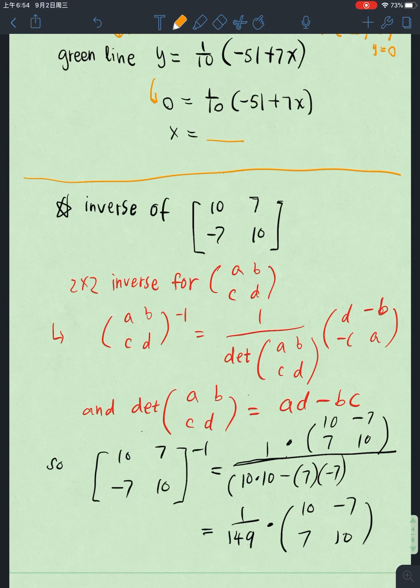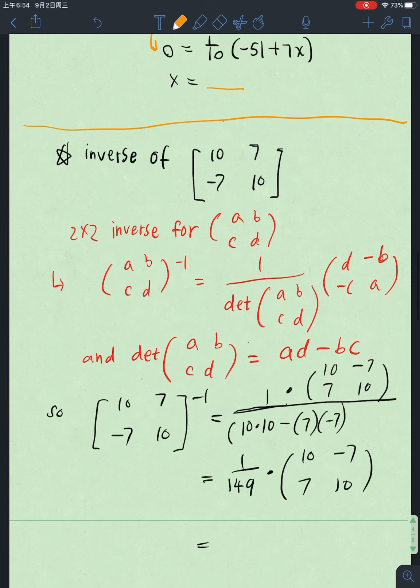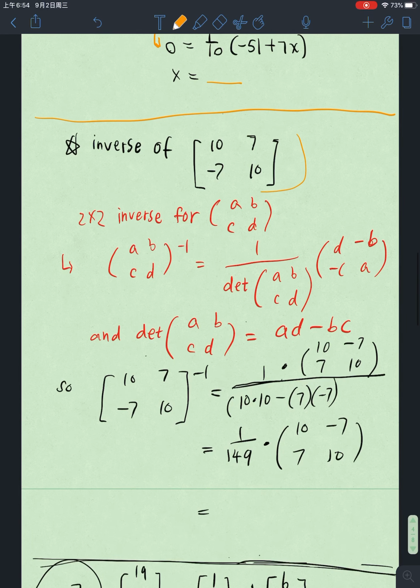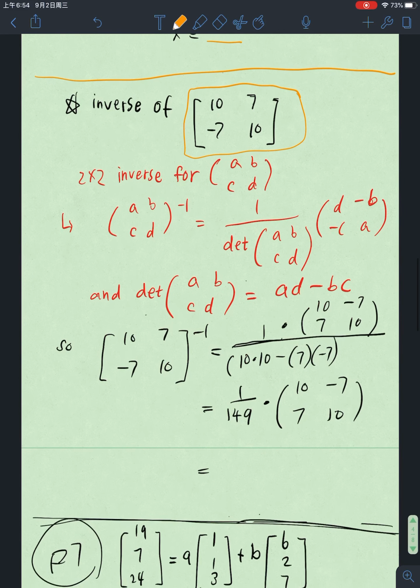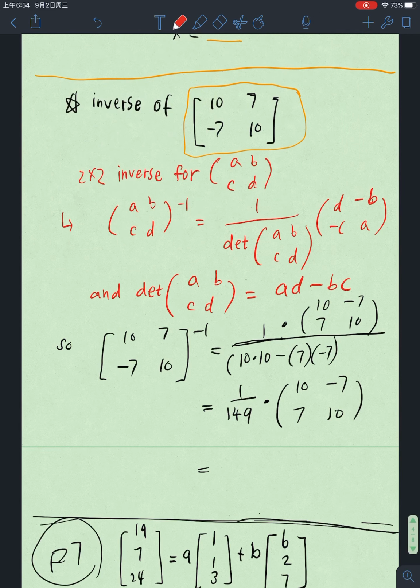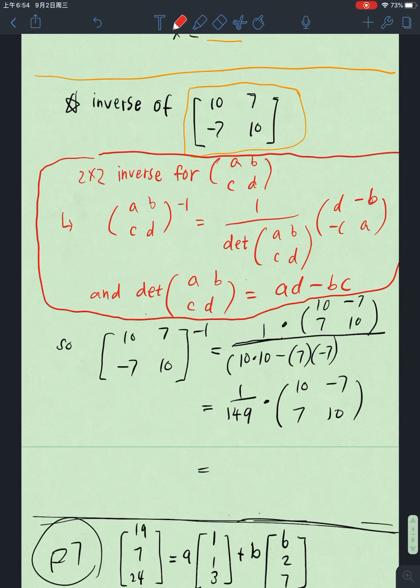And here is the hard part. They also ask you for the inverse. I guess that's the second question, the inverse of this one. To calculate the inverse, you can look at this rule, which I wrote here. The first one and the second one.